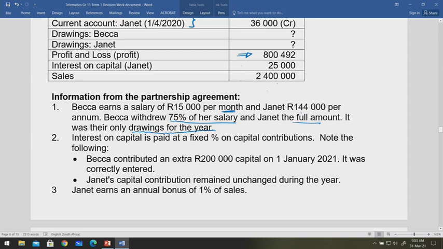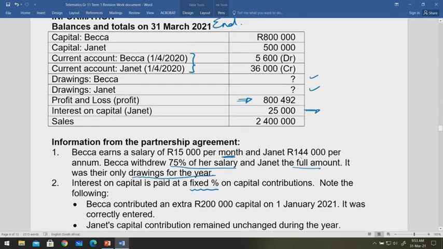So here they actually give us the drawings. Interest on capital paid at a fixed percentage. Oops, they don't give us the percentage. But they did tell us that Janet, the interest she received was 25,000, and they told us that Janet's capital contribution remained unchanged during the year. So then that's actually not so difficult.